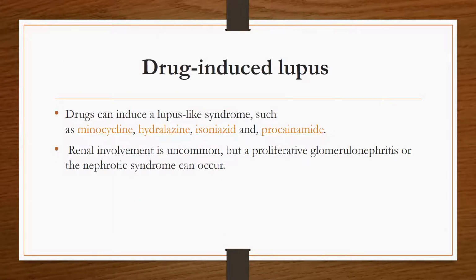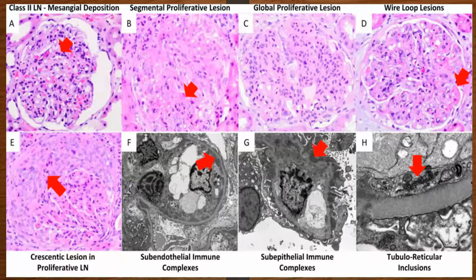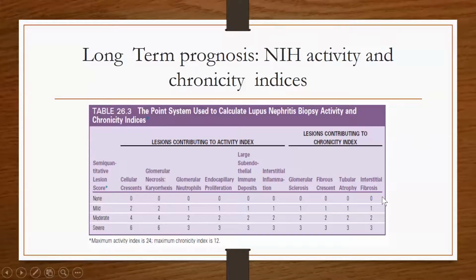There are certain drugs causing lupus, including minocycline, hydralazine, isoniazid, and procainamide. Renal involvement is less common in drug-induced lupus. Here is a cartoon of the different stages: mostly mesangial proliferation, focal proliferation, diffuse proliferation, wire looping. This is a crescent in RPGN, a crescentic GN. Subendothelial deposit, subepithelial deposit in the case of membranous, and tubulo-reticular inclusions in membranous nephropathy.